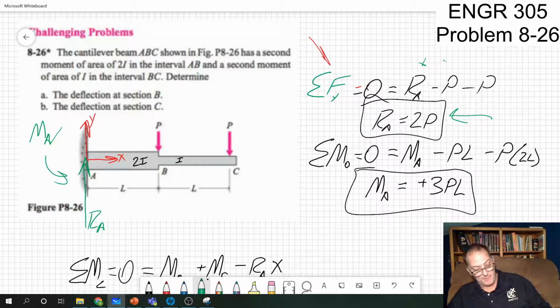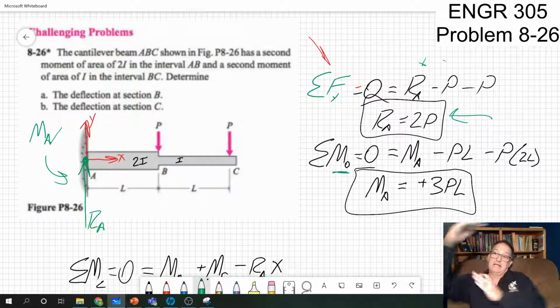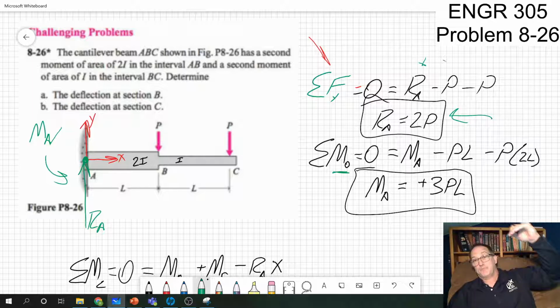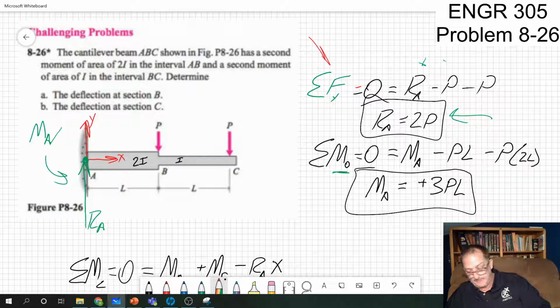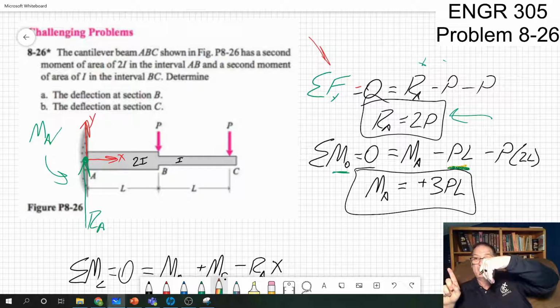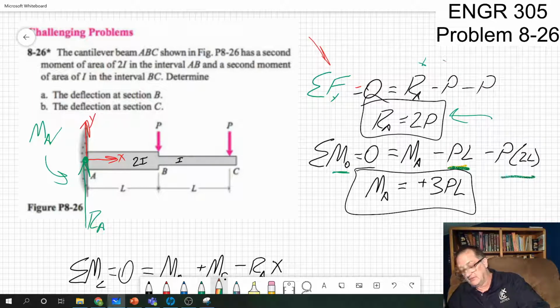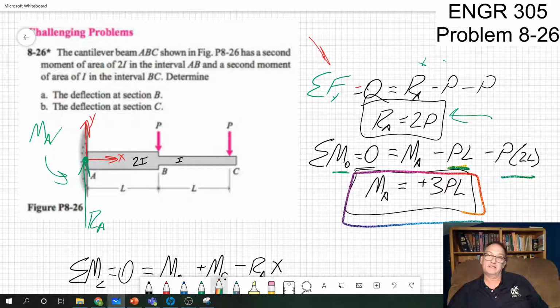Then I've got to go through my moments. I'm going to sum the moments about 0, the origin. The moment acts in a positive way to get it to rotate, and both of the point loads, P, cause negative rotation. The first one is only a distance L away, so it's minus P times L. The second one, however, is 2L away. So if I solve that, my moment is actually 3 times the load times L, 3PL.